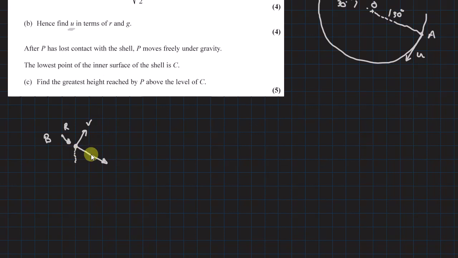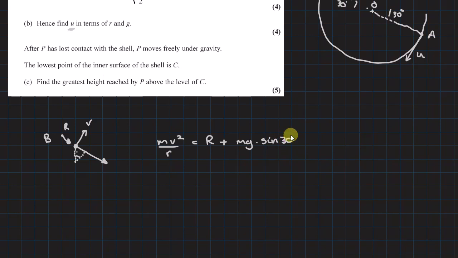So what we need to actually work out is, we're still moving in a circle, so at this point the resultant of the forces is mv squared over r. That is equal to the reaction force plus the component of our gravity along this direction, which is going to be sine of 30 because that's a 30-degree angle inside. mg sine 30.